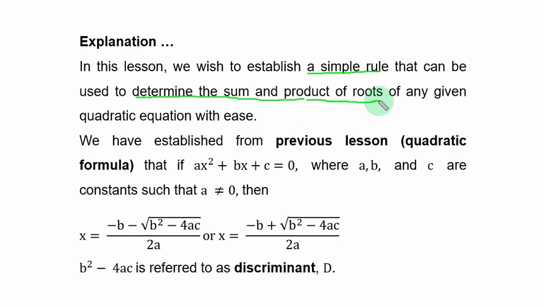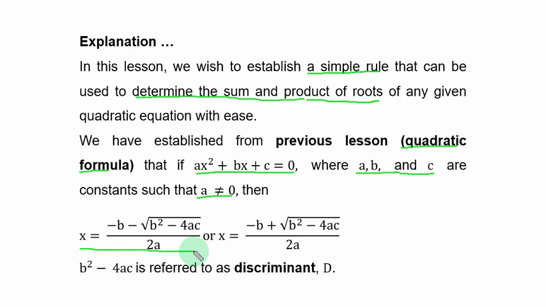We have established from a previous lesson, precisely lesson 4, quadratic formula, that if as squared plus bs plus c is equal to 0, where a, b, and c are constants such that a is not equal to 0, we explained this in lesson 1, then we have s equal to minus b plus or minus square root of b squared minus 4ac over 2a. That is the formula.